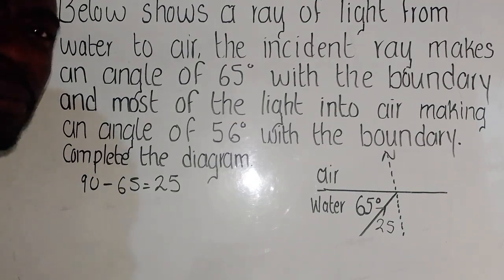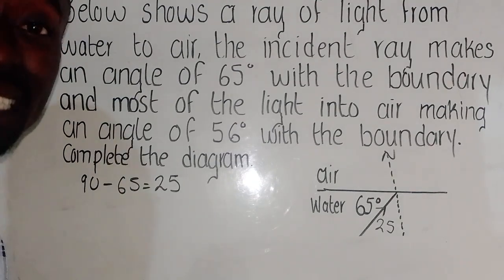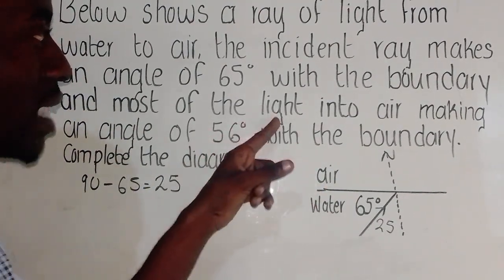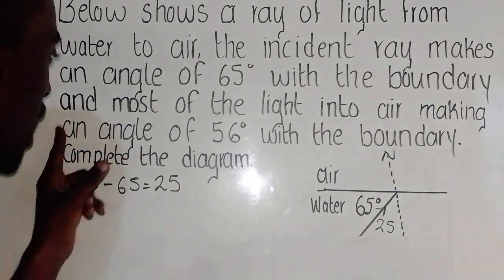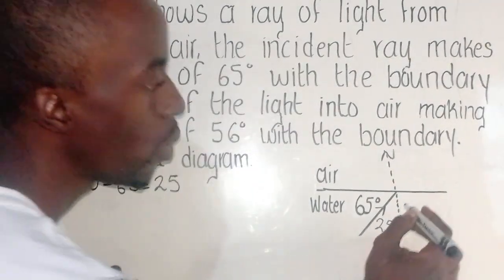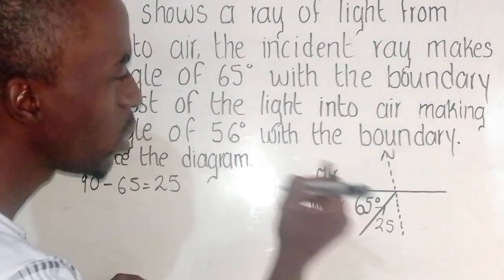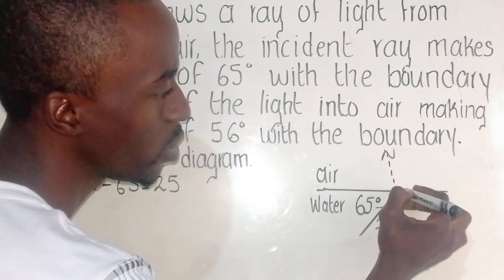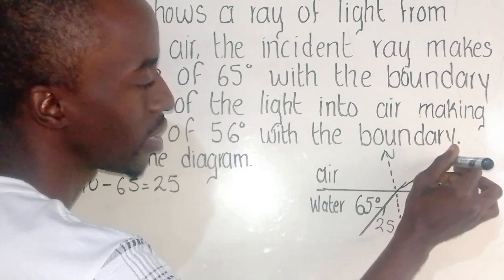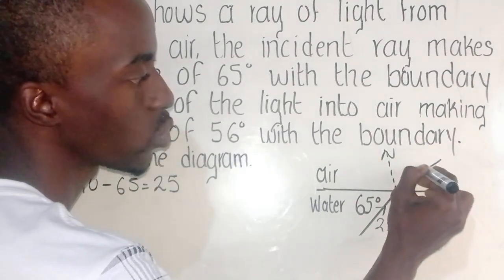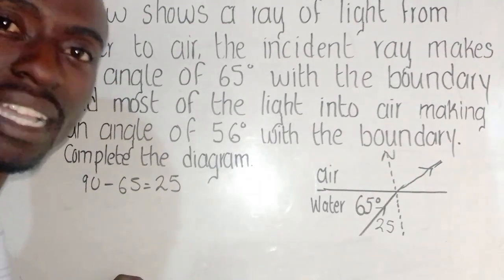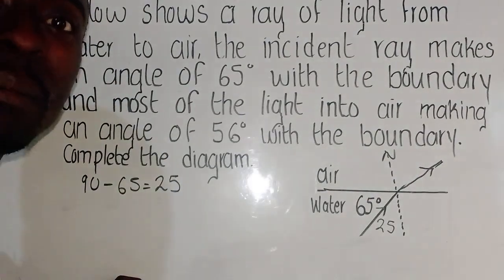Now the next step, we're supposed to draw the refracted ray, the one which has bent to form this angle. Now because they're saying light goes into air, making an angle of 56 with the boundary, we try to imagine where is 56, because we know it should be somewhere here like this. You have seen? So now this one here, we call it the refracted ray. Refracted ray comes from the word refraction. Refraction is the bending of light.